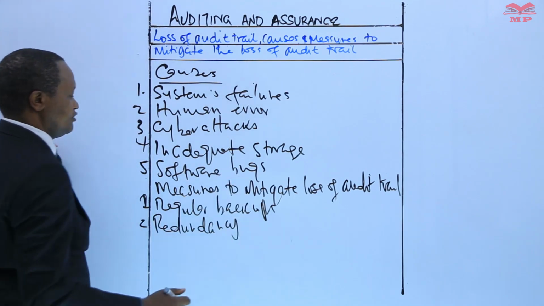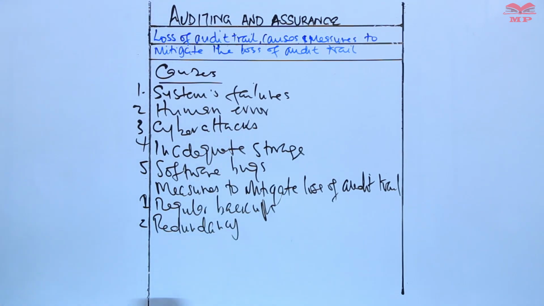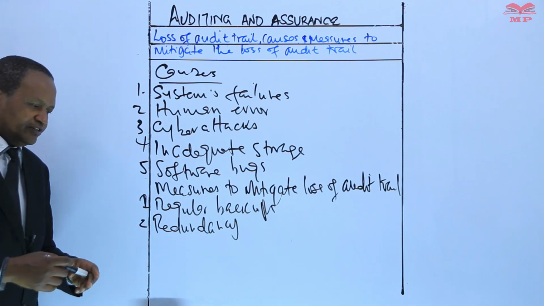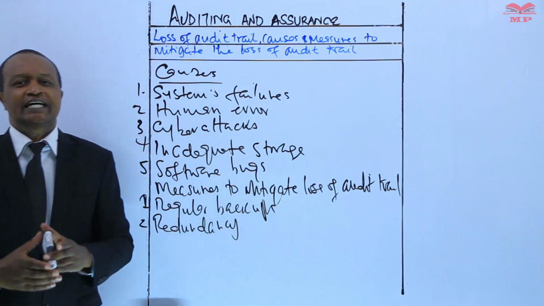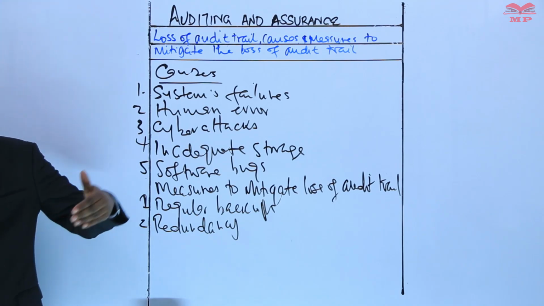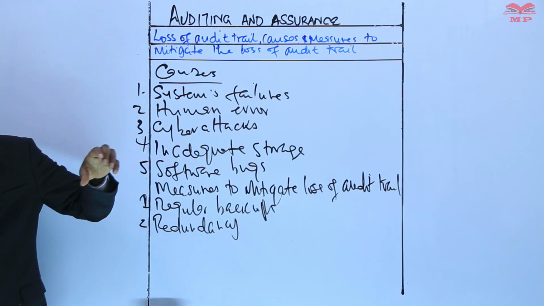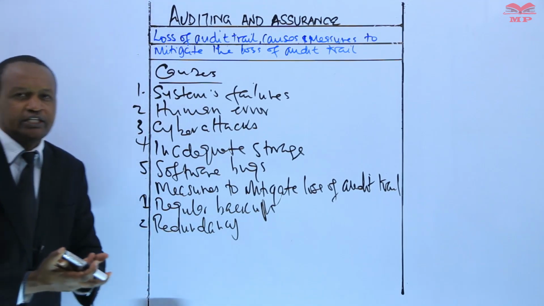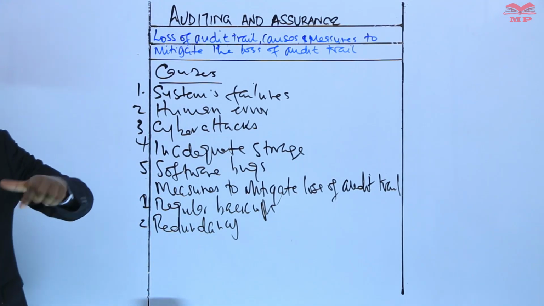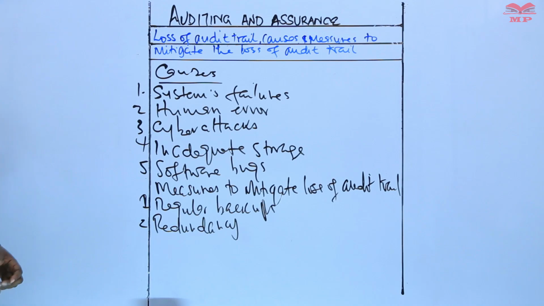Number 2, redundancy. Utilize redundancy systems. The company can utilize redundancy systems and storage devices to prevent data loss in case of a single point of failure.